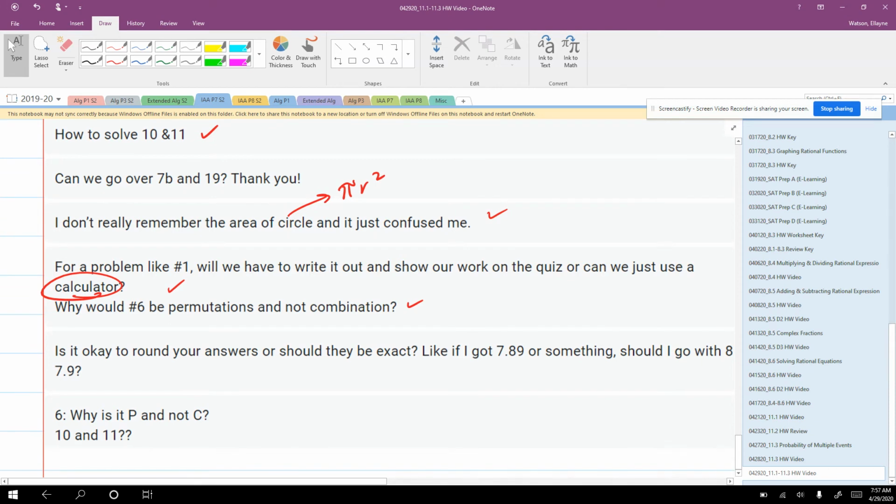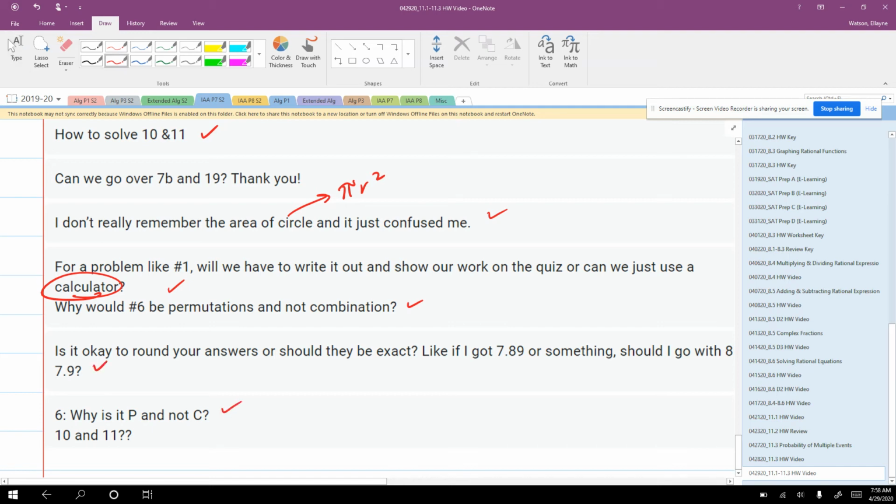Is it okay to round your answers? Should be exact. I'm going to know if you guys are rounding. Generally speaking, you can see I've put everything almost in decimal format, and I round to the nearest tenth as a percentage format. So I take the fraction, I convert it to a decimal, and then I take that decimal, multiply by 100 to get the percentage, and then I usually round to the nearest tenth. If you round to the hundredth, I'm going to know what you're doing. Okay.